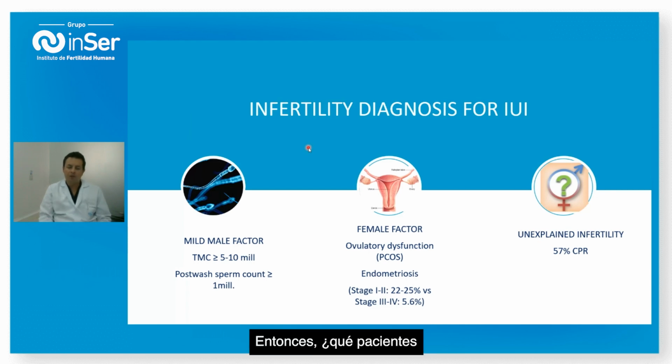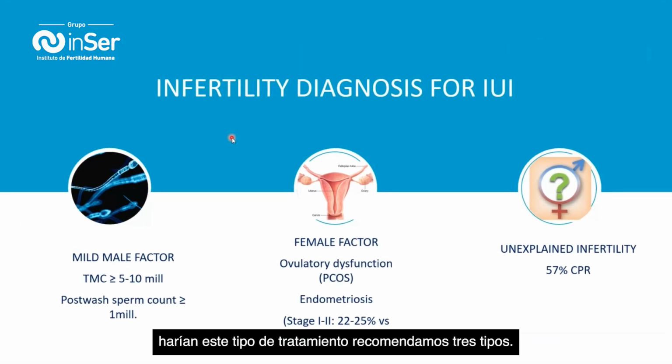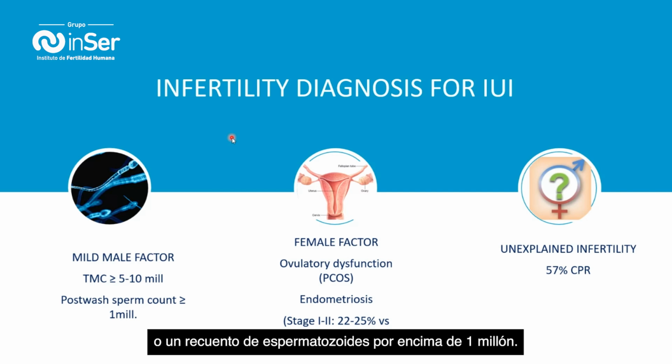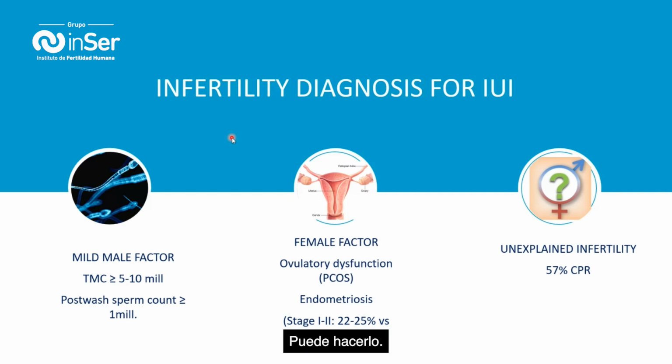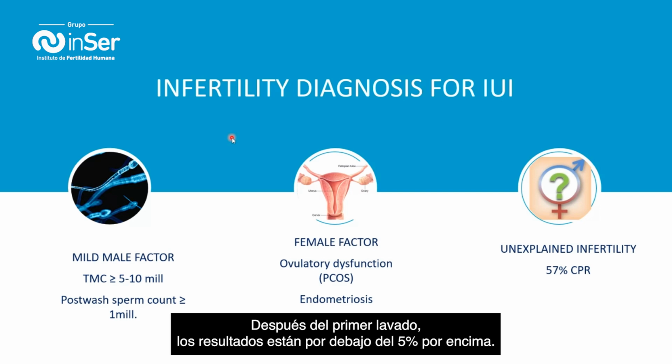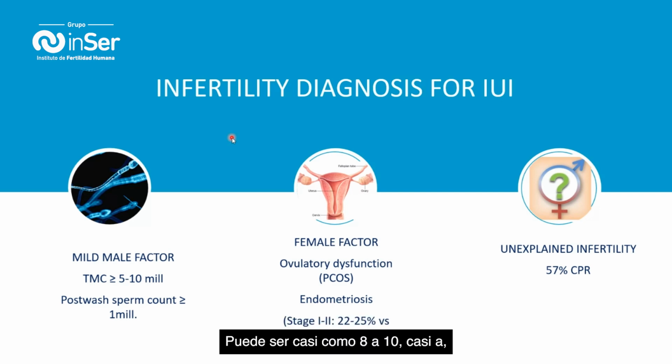So in which patients would you do this type of treatment? We recommend three types. First, again, mild male factor. When we have a TMC above 5 to 10 million sperm or a post-wash sperm count above 1 million, you can do it. We actually recommend higher levels, but in the literature, those are the numbers. Below 1 million after the post-wash, the results are below 5%. Above, it can be almost 8 to 10, almost 15 or 20%.